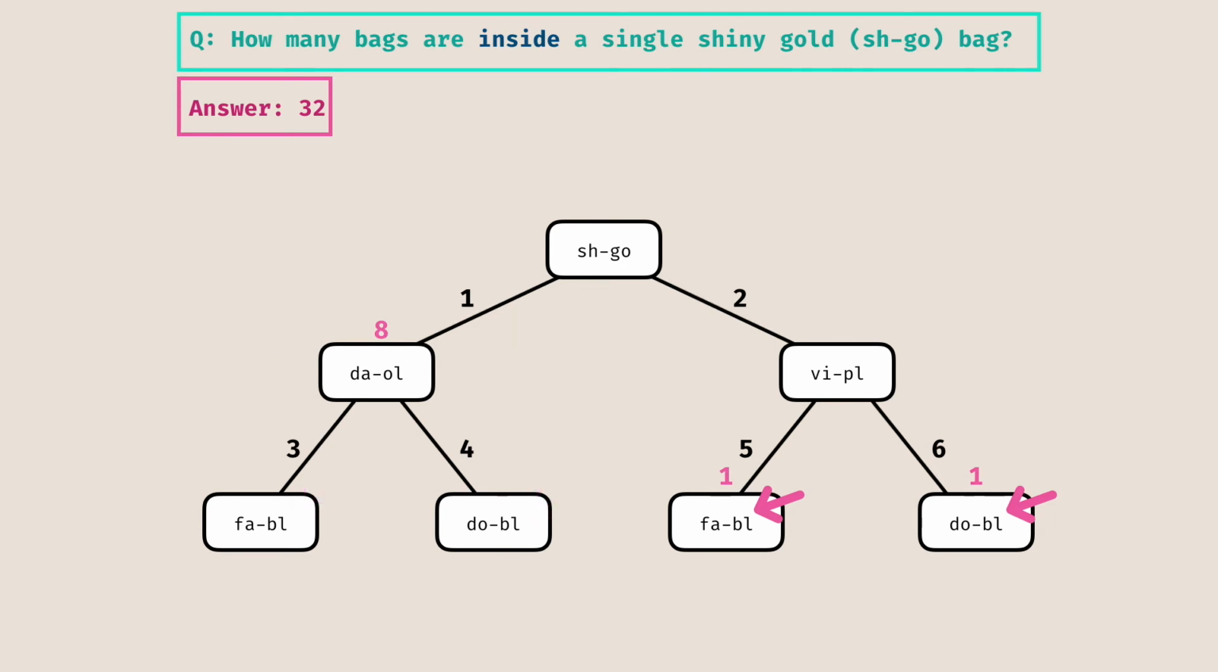So I know that on the right-hand side, I can do the same thing. I multiply these ones by the label on their edges. And they just bubble up a 5 and 6 respectively to the parent. And I can just add them up. And when I take their sum, I'm saying that this node contains 11 bags. I also want to count this bag itself, so that's +1. So this subtree represents 12 bags.